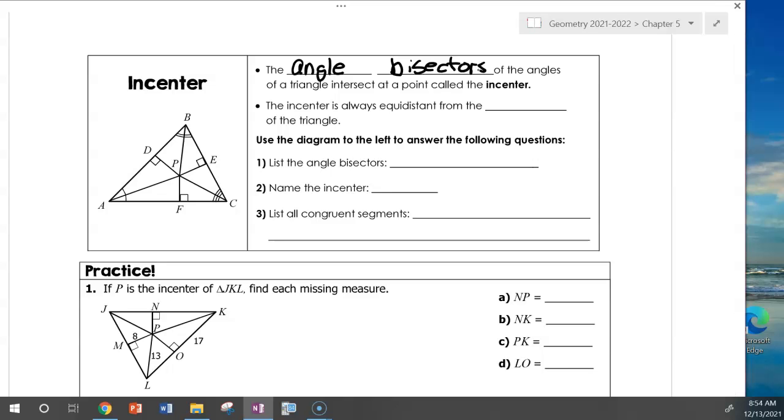And you use those for all the angles of the triangle, and they're going to intersect at a point called the incenter right here. So check this out. Line segment BP is an angle bisector. Line segment CP, angle bisector. We know this because of the way these are marked. AP, angle bisector. They all converge in the same place. That's point P.